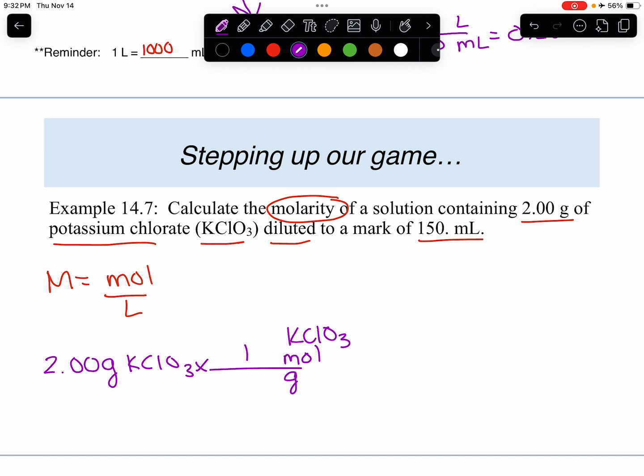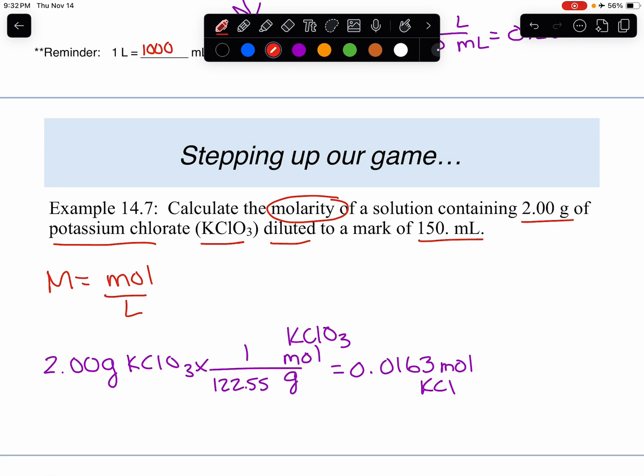You will need to show this step. And then I'm going to add 1 potassium, 1 chlorine, and 3 oxygens to get the molar mass of that. And I got 122.55 grams. Okay, so I just added up the molar mass. So I'm going to take 2 divided by that number, and my answer in moles is 0.0163. Okay, so I kept 3 sig figs there, and that is moles of KClO3.